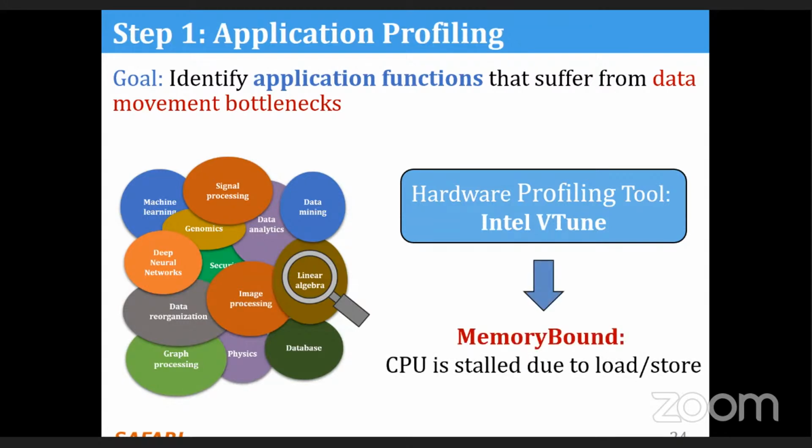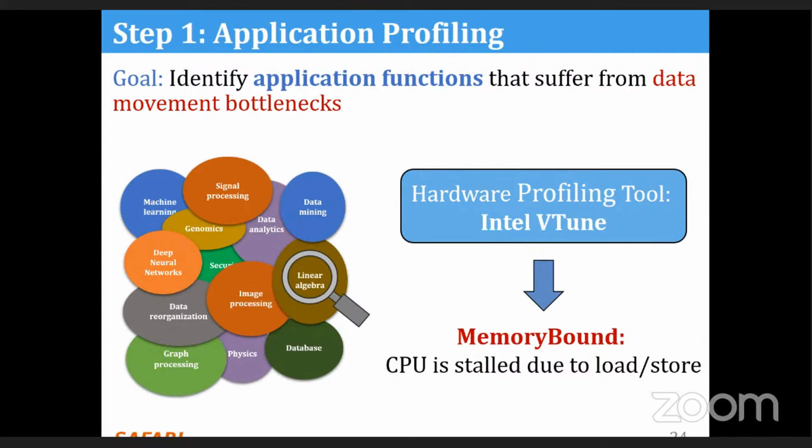And in VTune, there is an interesting metric that is called memory bound. This memory bound tells us the percentage of cycles that the CPU pipeline is stalled due to access to data. So it's a relevant metric that we are obtaining from VTune. But as I said, you can also find similar metrics in other profilers as well. So that's the first thing.